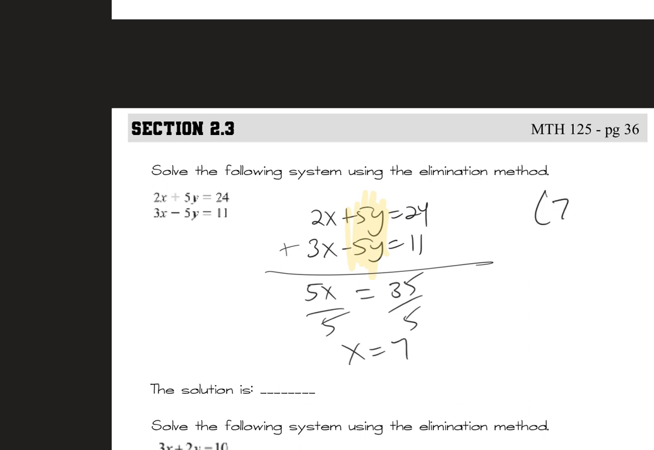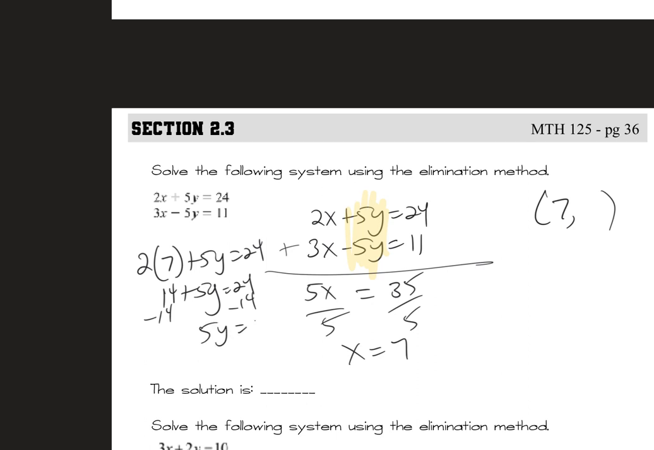But remember, these come in the form of an ordered pair, so I have to go ahead and use the fact that I know that x is 7 to find y in one of those original equations. So here it is. I'm going to subtract 14 from both sides. 5y equals 10, so y must be 2, and so my ordered pair is 7, comma 2.